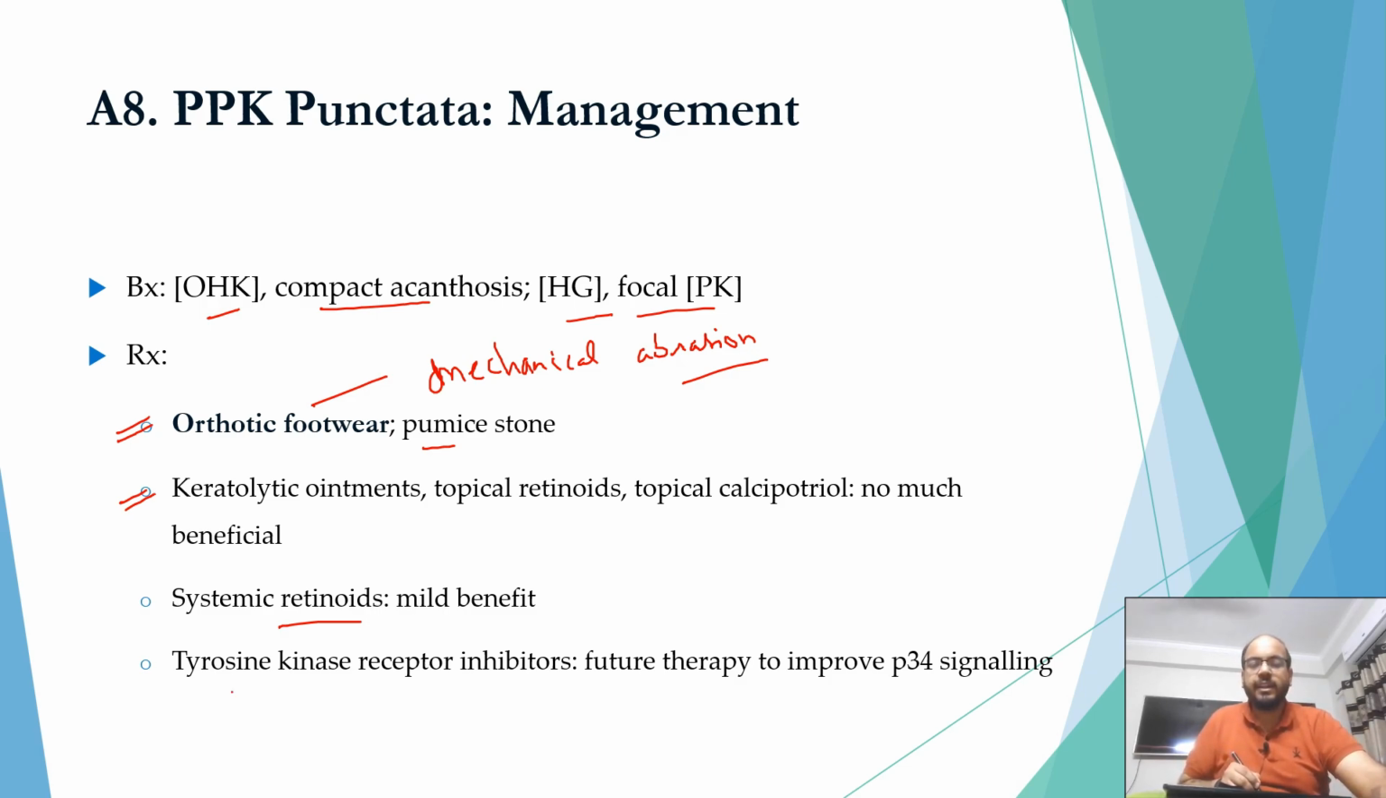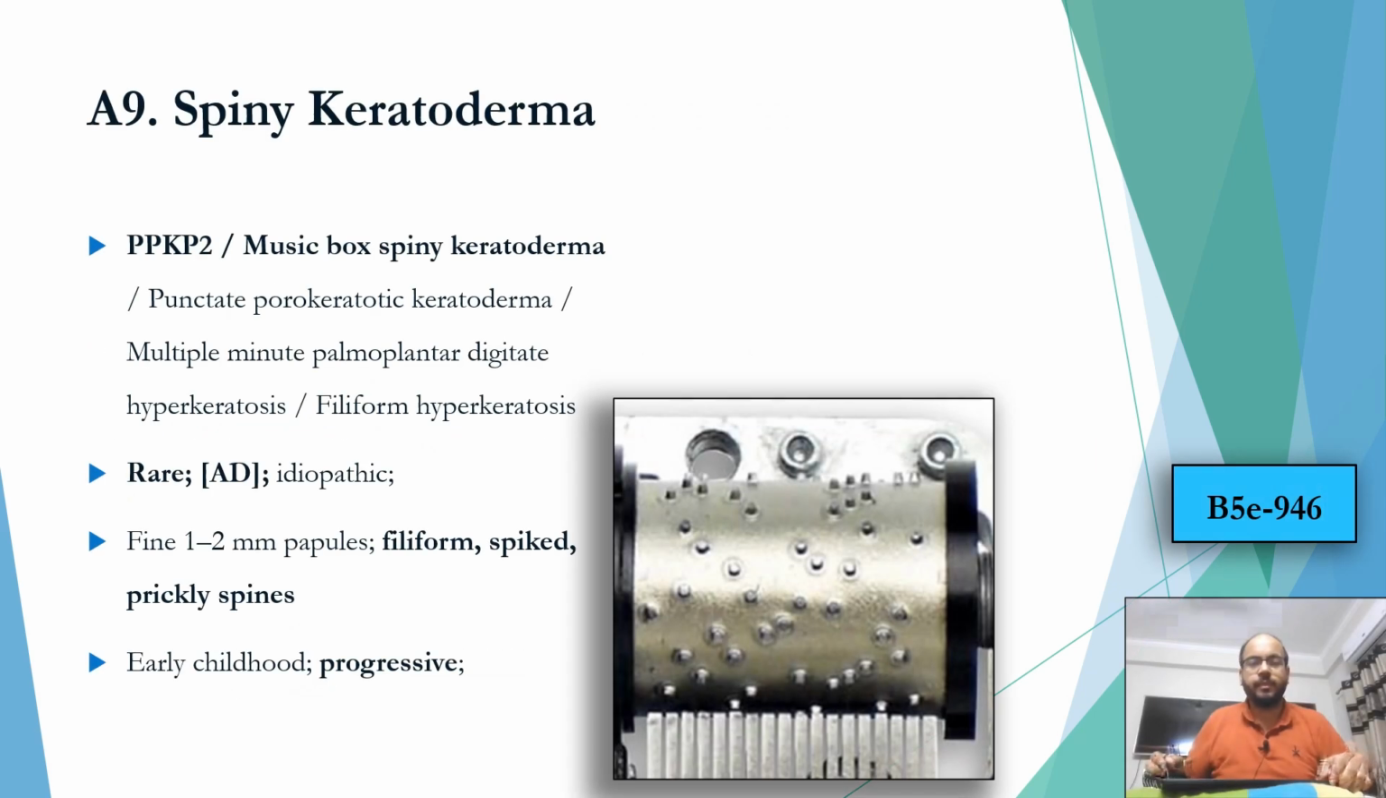Now, tyrosine kinase receptor inhibitors have been found to improve P34 signaling. So in PPK punctata type 1, you have problems in P34, you give tyrosine kinase receptor inhibitors and P34 signaling may improve and the keratoderma will improve. So it's a point where future therapies might be targeted. Okay, let's move forward.